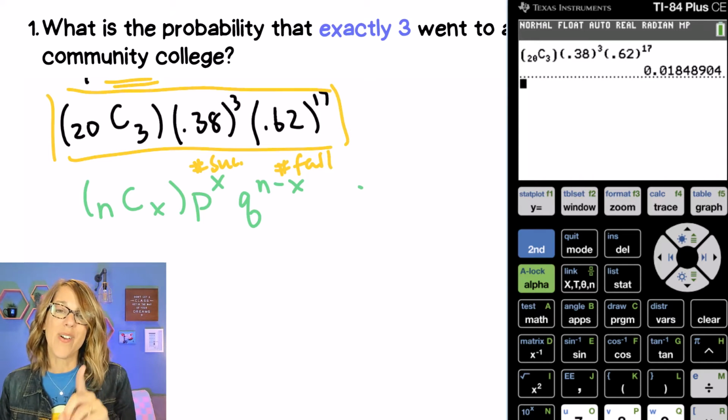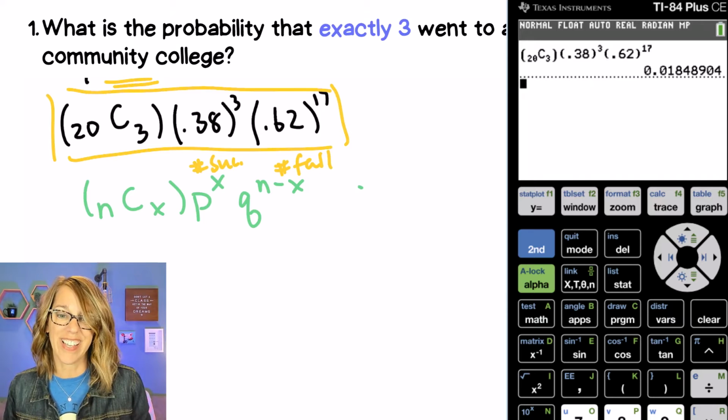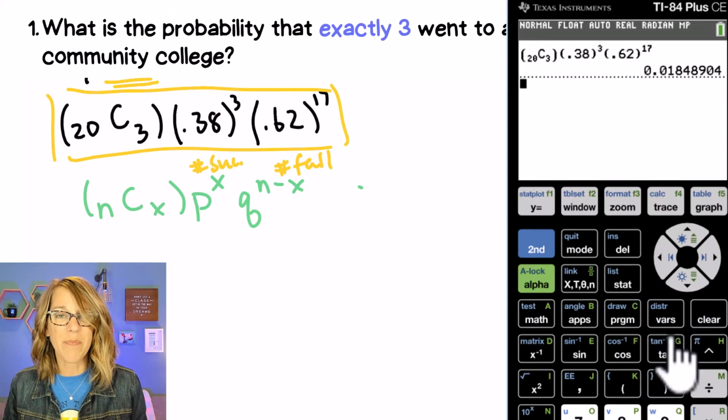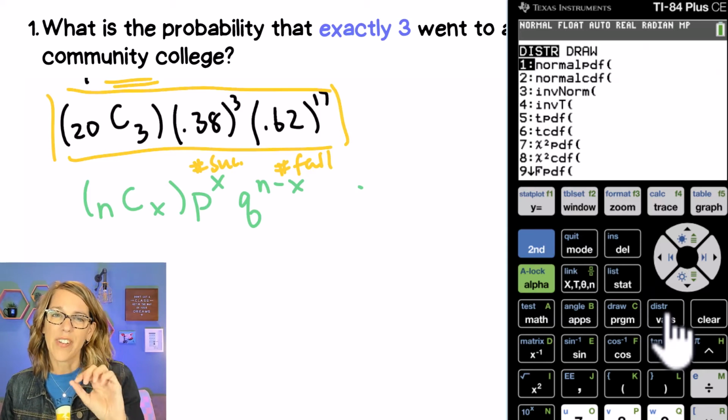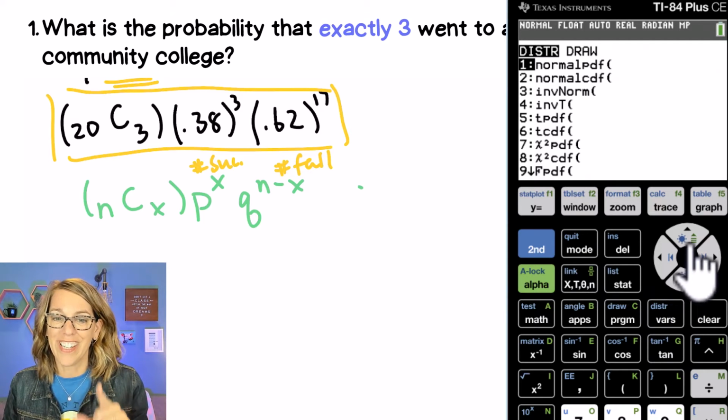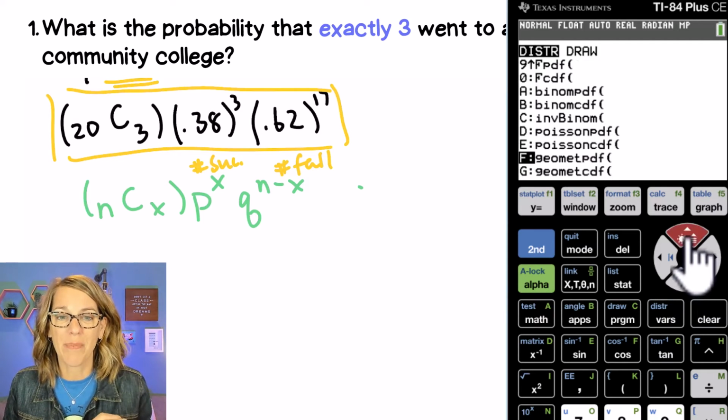Let's go find the binomial function in our calculator. It's a distribution, so it's going to be in our distribution menu right below those navigation keys. So I'm going to go second, followed by distribution. It turns out that it's towards the bottom of our list, so I'm going to arrow up.